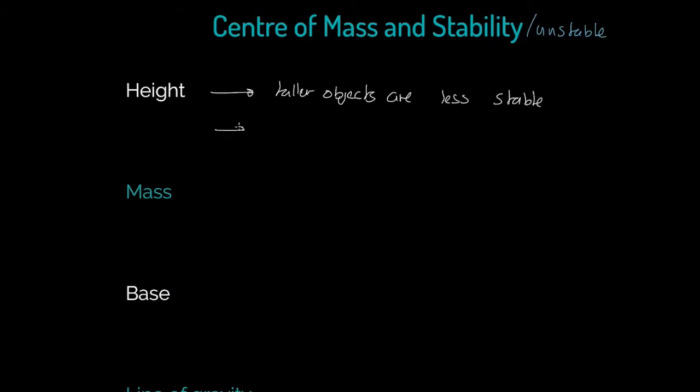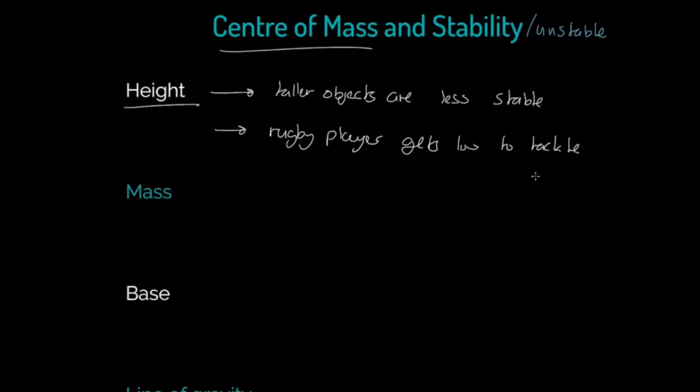Okay, so I want you to give an application of that. Think about your own. I'm going to say that a rugby player gets low to tackle. Now, why would they do that? Well, they're lowering the height of their center of mass, and as a result of that, they are increasing their stability. In other words, more likely to make a successful tackle. Now then, we've got the mass.